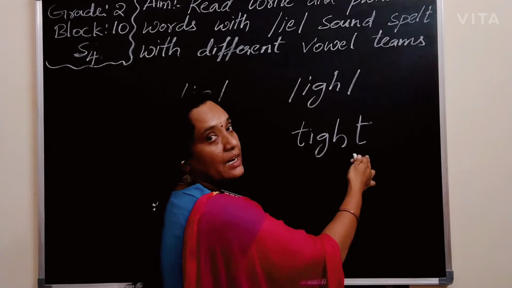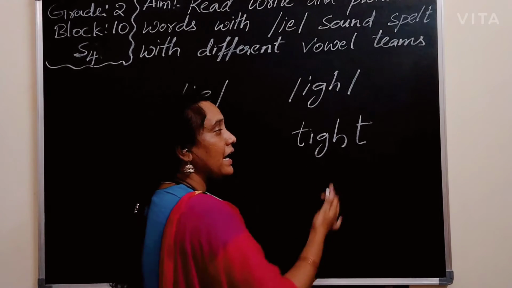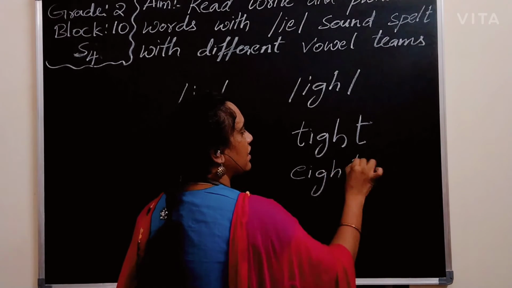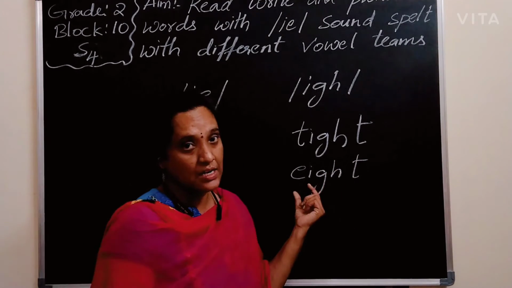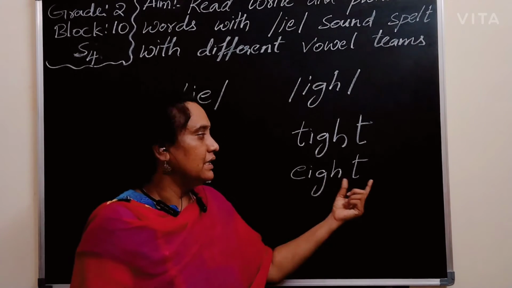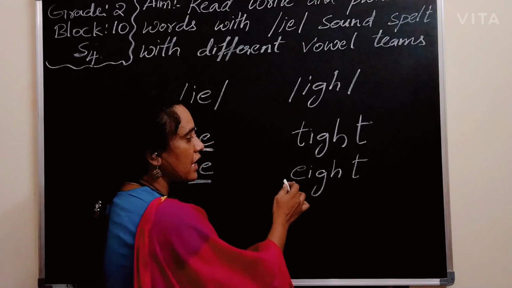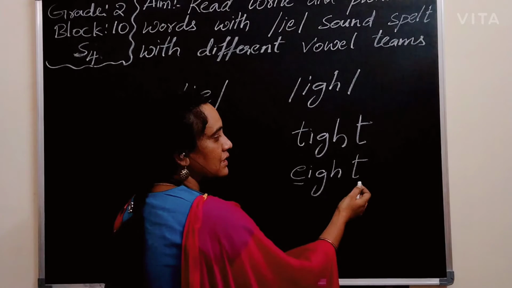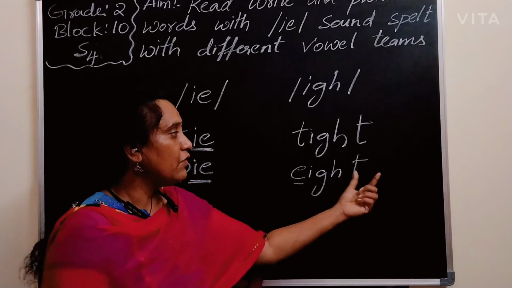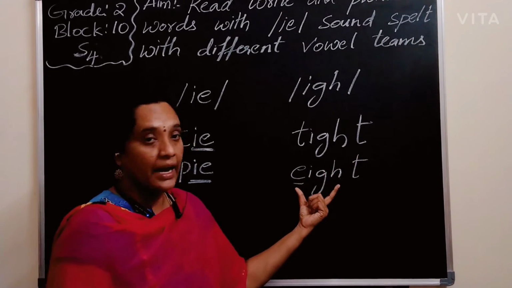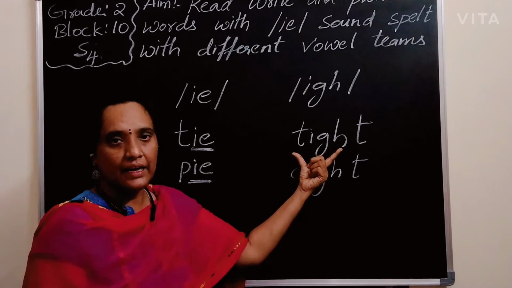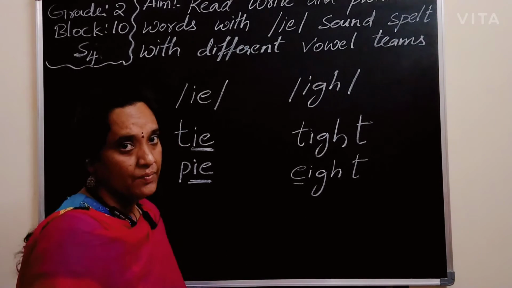So ta, I, ta, tight. Here IGH is giving the I sound. Now E is joined with them. So I, G, H, T, eight. E gives A, eight. So it is giving the A sound. Here also, if we don't pronounce the GH, it is giving the I sound. So tie, tie, it is giving the I sound.